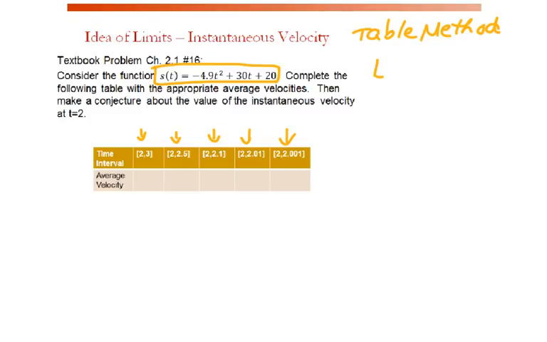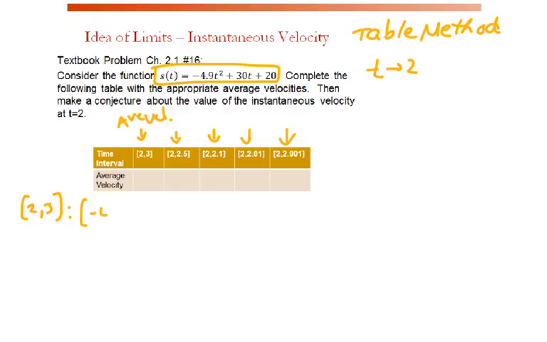So t is approaching 2. Let's build the table and see what happens. I need to use my graphing calculator because I'm not going to do this by hand. I'm going to use the graphing calculator to compute the average velocity for each of these intervals. So from 2 to 3, I may do one more for you.